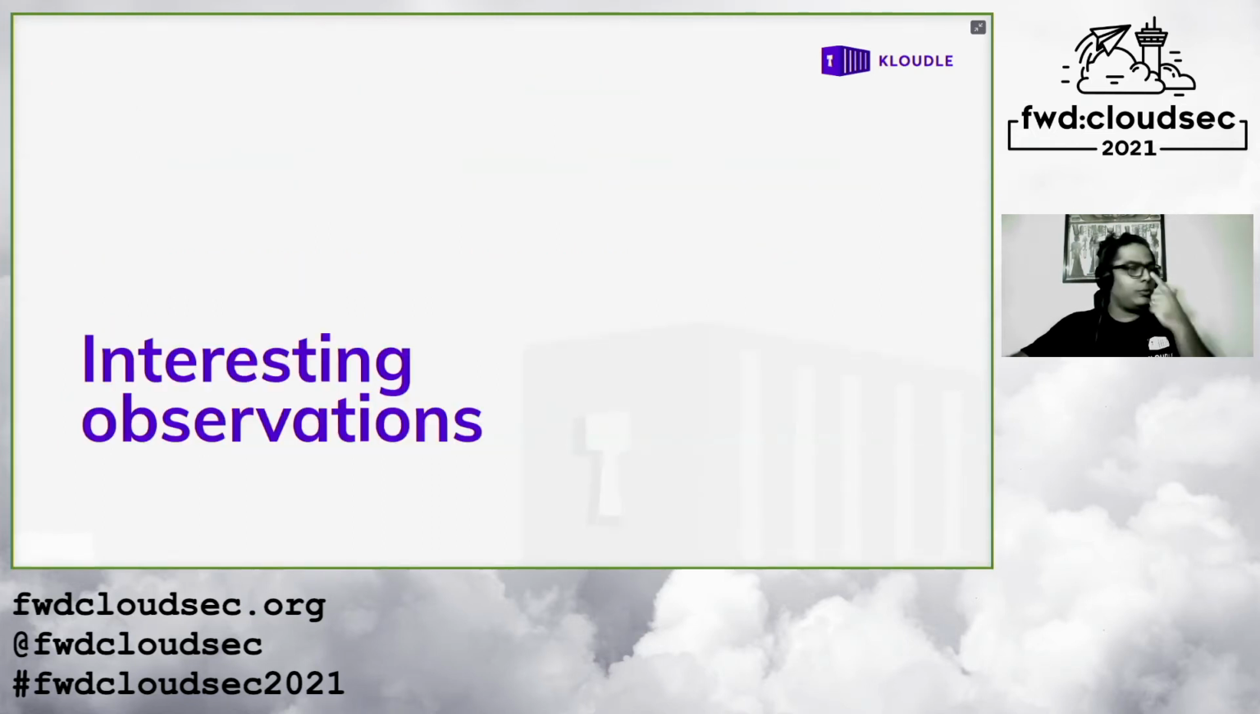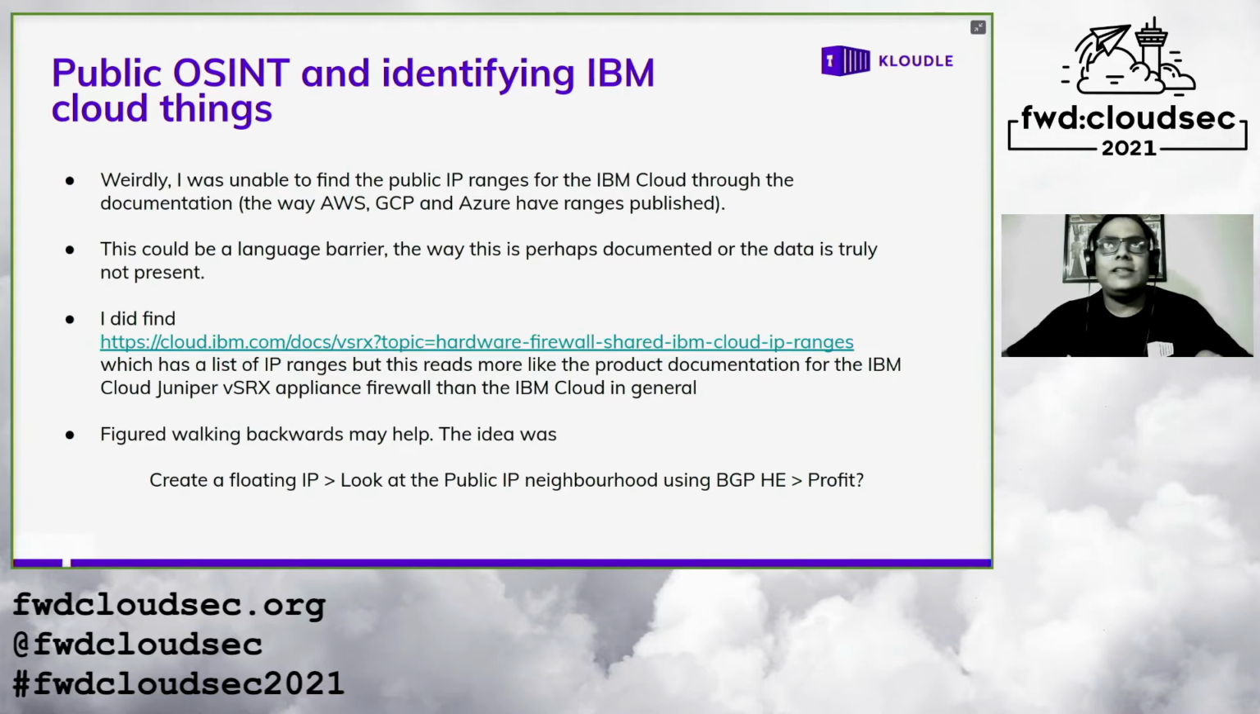Let me take you through a couple of interesting observations that I made across different services, right? One of the first things that I wanted to look at was what are the public IP ranges that IBM Cloud has to offer? What do IBM Cloud services look like from the outside as an internet attacker, right? And like your AWS, GCP, and Azure, these folks have published IP ranges. I tried to look through the IBM Cloud's documentation to see if there are any public ranges published. Right? I was not able to find any.